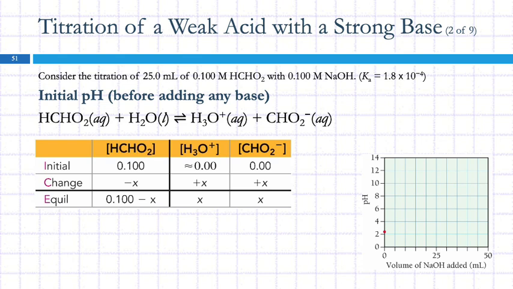Ka, and that was given to us here. So the Ka is 1.8 times 10 to the minus 4. And that is the products divided by the reactants. So that's going to be x squared divided by 0.100 minus x.